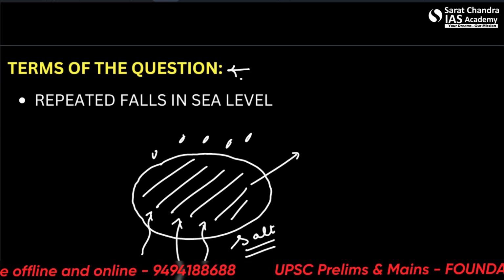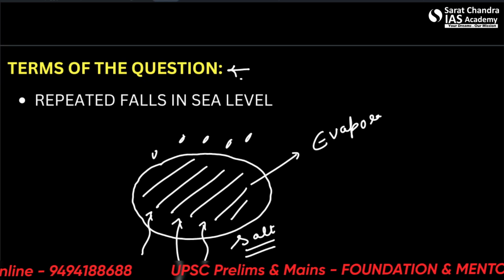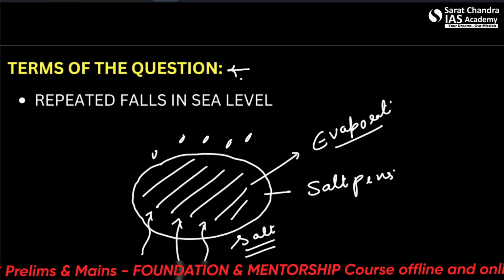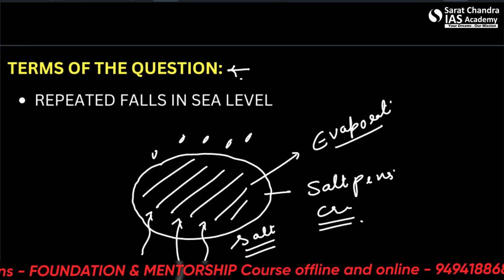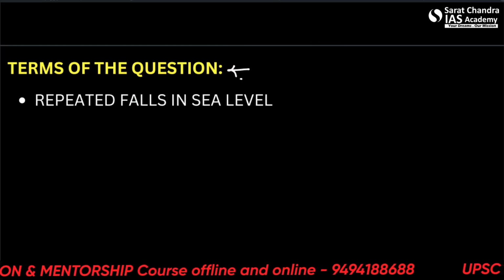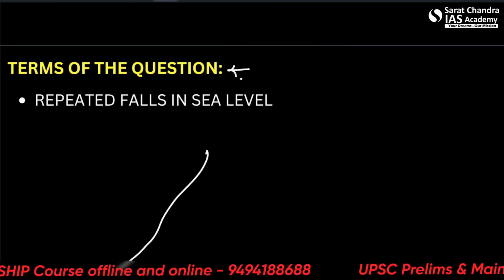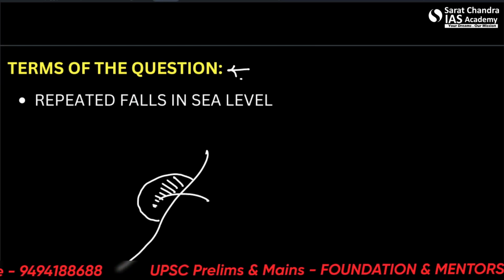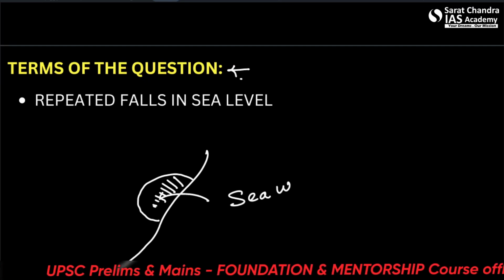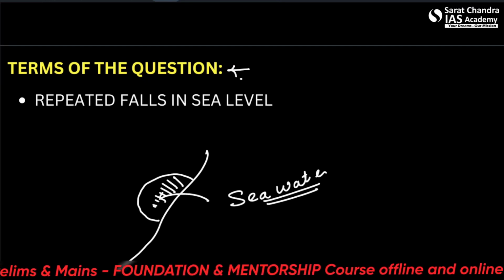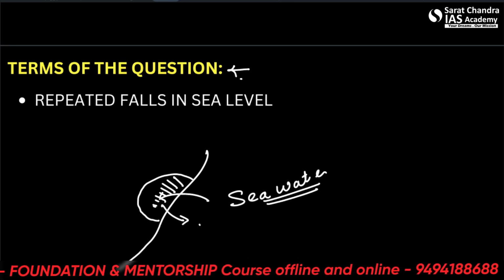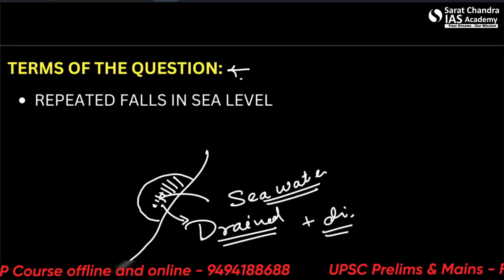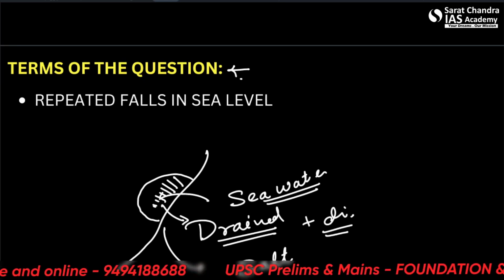Upon evaporation of this water, the huge salt pans are created. However, sometimes, such as in the Tamil Nadu salt pans, the seawater is artificially brought into these specific areas, then drained in a specific manner and dried. And because of that, salt pans are created.